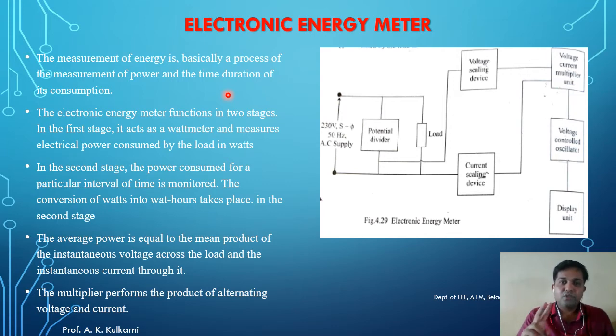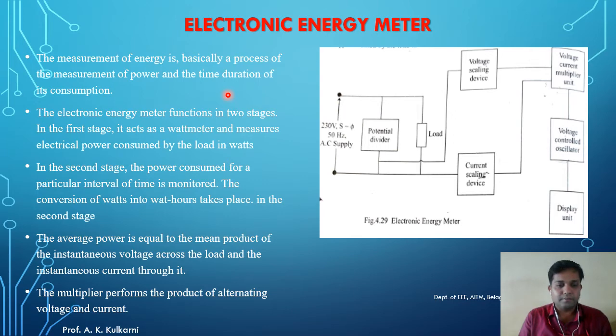So the electronic energy meter works in two stages. In the first stage, it works as a wattmeter, which measures the electrical power consumed by the load in watts. In the second stage, the power consumed in the particular interval of time is monitored. So in the second stage, we are going to find out the time period for which the power is consumed. The conversion of watt into watt hour takes place in the second stage.